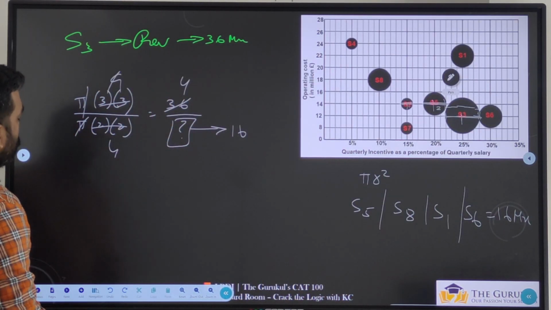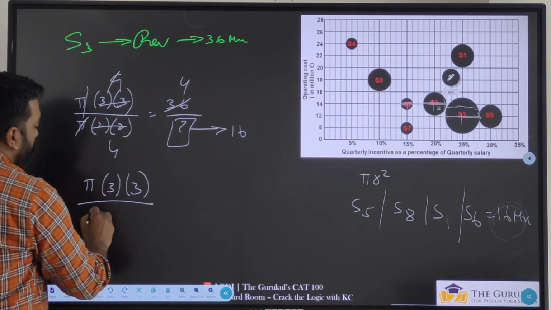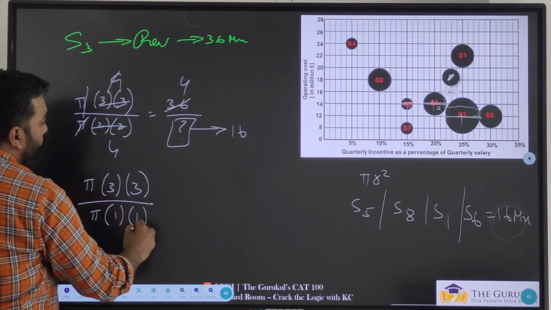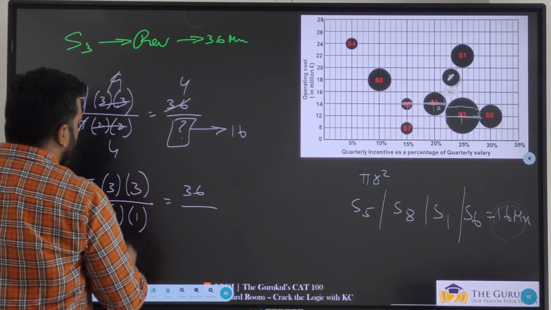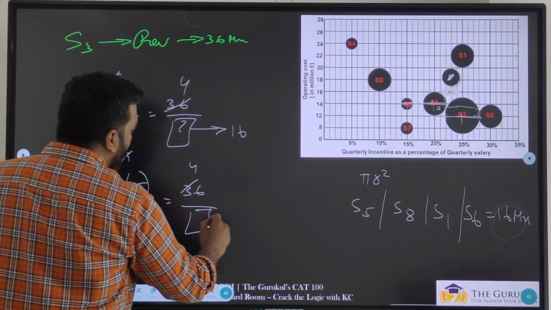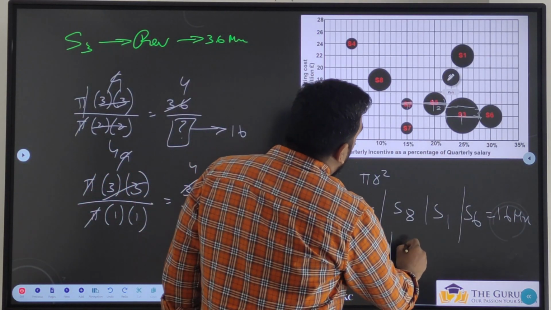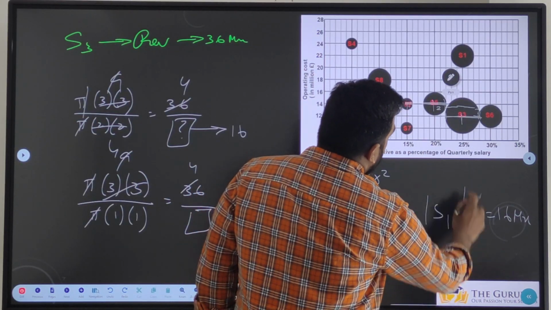Now let us calculate for the small ones also. Pi into 3 into 3 by pi into 1 into 1 is equal to 36 by, pi gets cancelled, 9 and 4. This value is equal to 4. That is for S4, S2, S7.